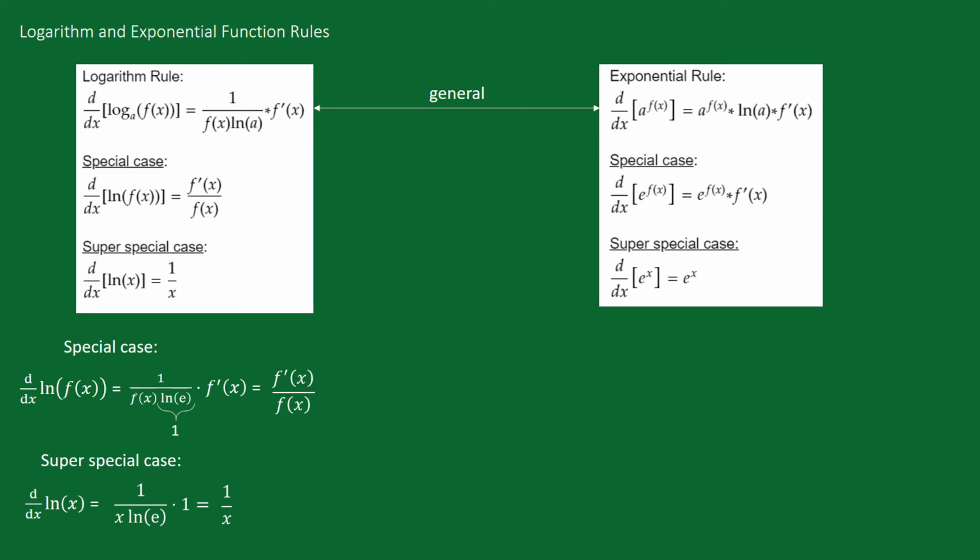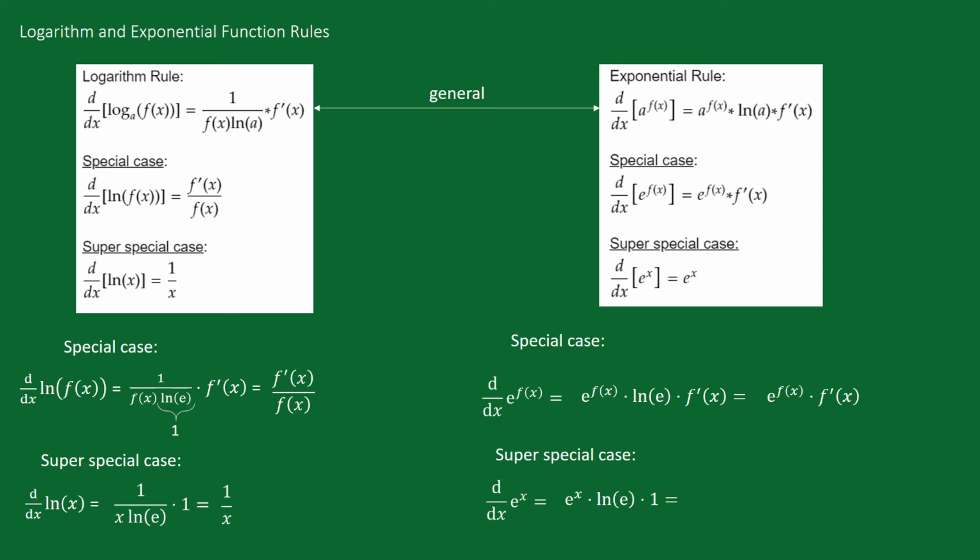Similarly, if the general rule for exponentials is applied to e raised to the f of x, we get that the derivative of e to the f of x is equal to e to the f of x times natural log of e times the derivative of f of x, which is e to the f of x times the derivative of f of x. And if we apply the general rule for exponentials to e raised to the x, we get that the derivative of e to the x is equal to e to the x times natural log of e times 1, which just gives us e to the x.